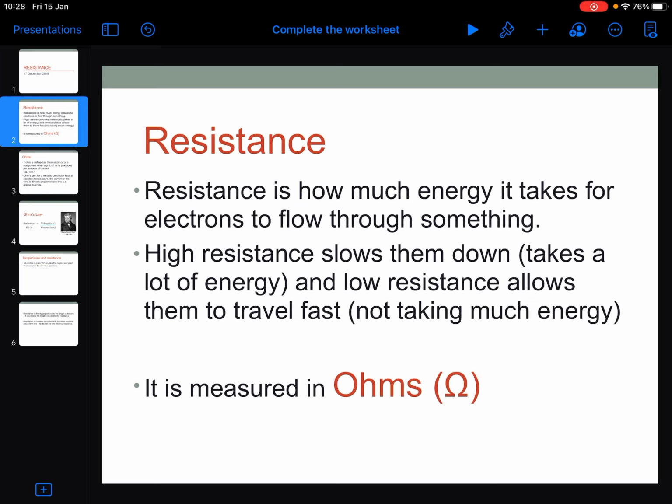High resistance slows them down and takes a lot of energy, whereas low resistance allows them to travel fast, not taking much energy. And it is measured in ohms, which comes after Georges-Simon Ohm, who's a French scientist who came up with Ohm's law as well. Yes, so lovely, pop that down, let's crack on.